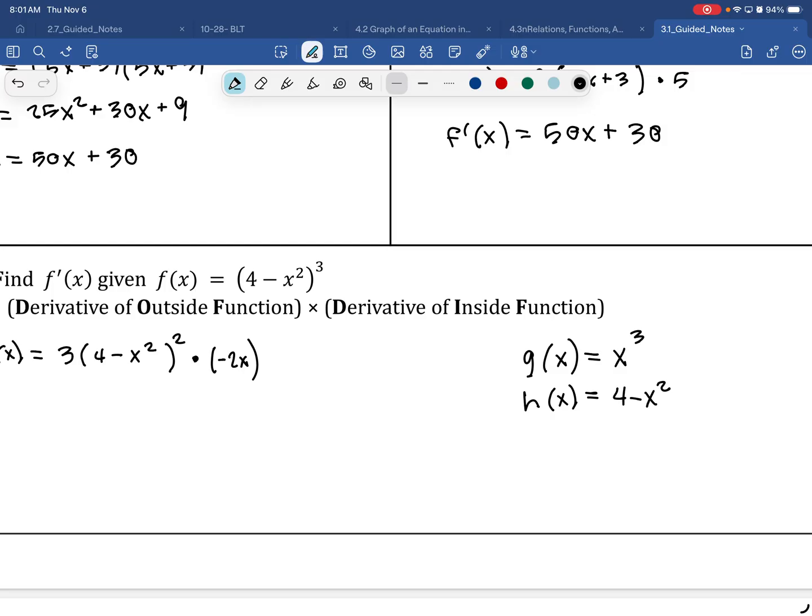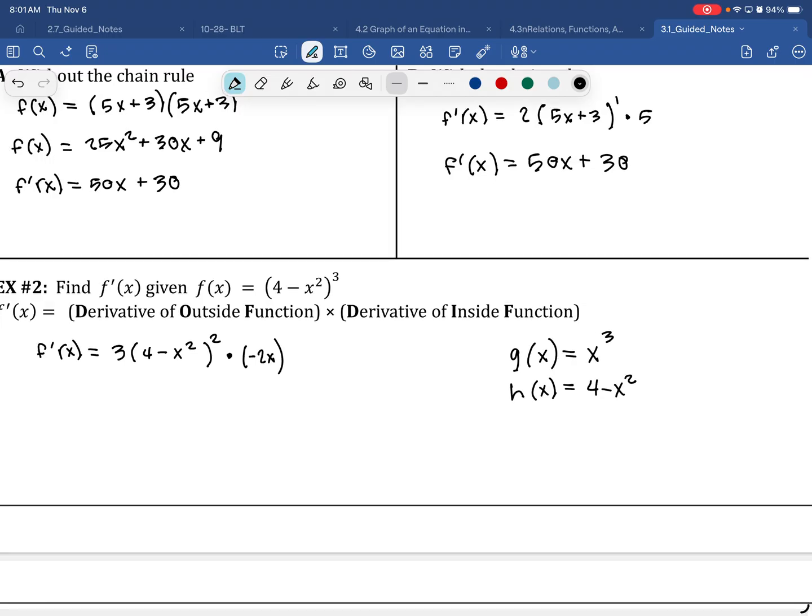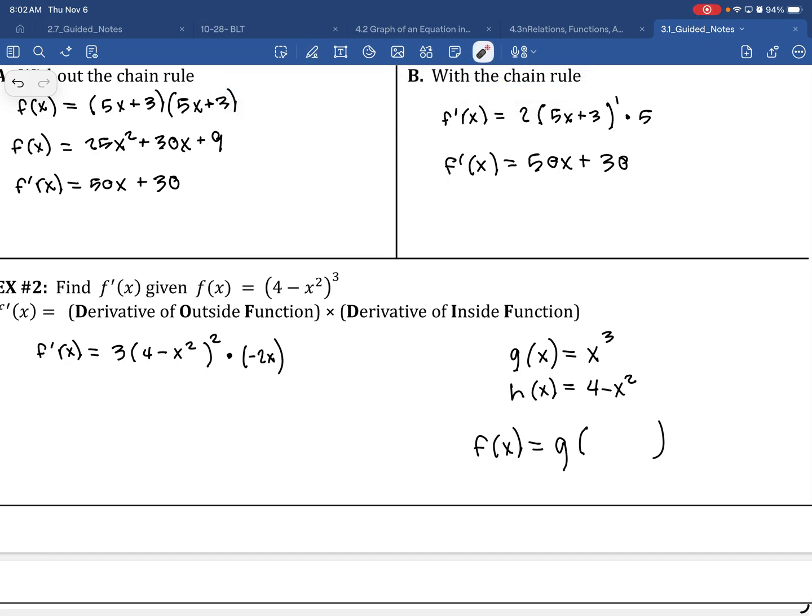Now, I can build the function f using g and h. Function f is: you start with function g and you put the function h in for its x's. I want to take this stuff and put it right in, like a substitution problem. I would call this composition. What I mean by outer function is g, and what I mean by inner function is h.